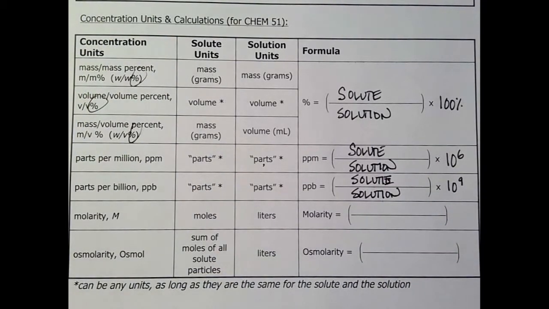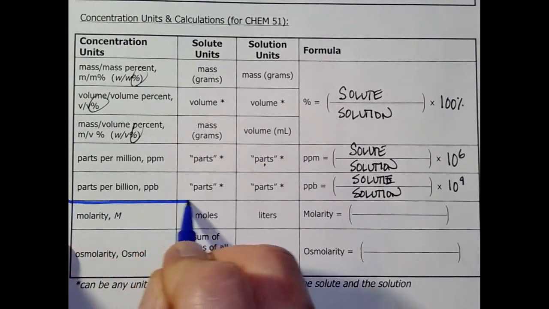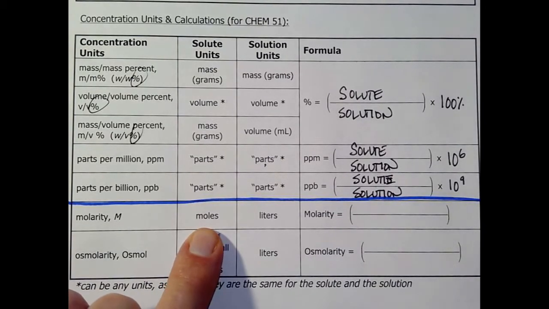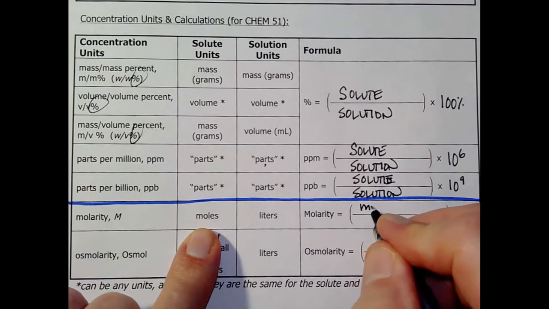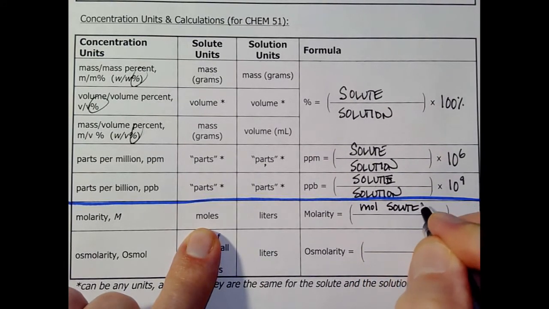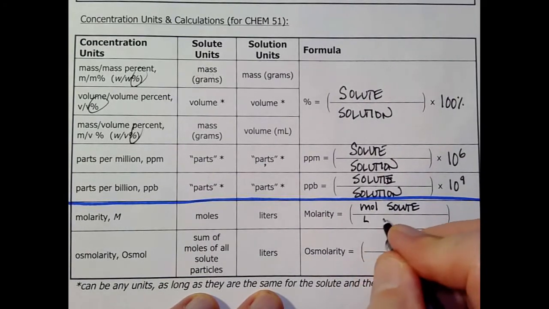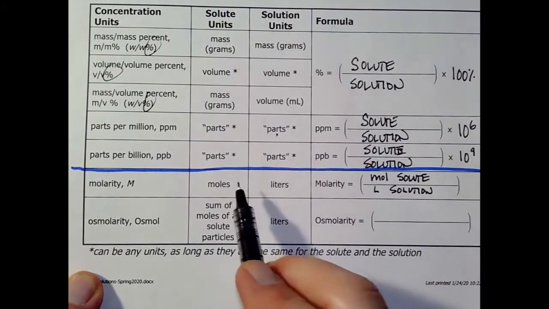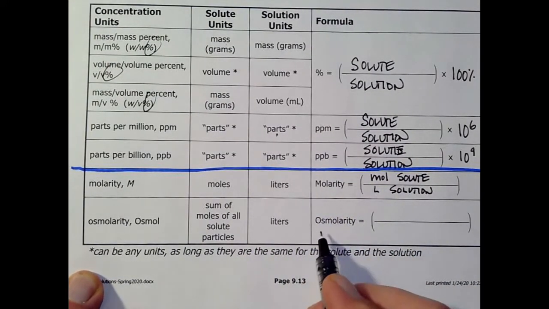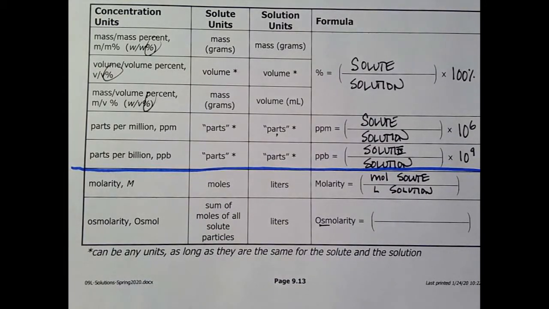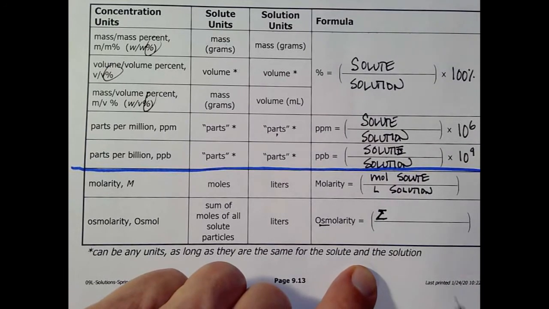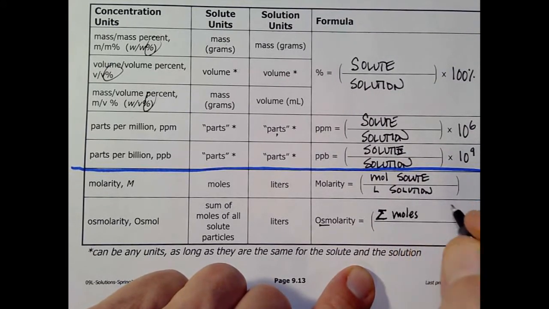And then we switch gears completely. And this is only for chemists, although I see this a little bit in the medical world. If it's moles of solute per liter of solution, we call that molarity. So moles of solute, liters of solution, molarity. We have this thing called osmolarity, which means we're going to take all the moles of all the solutes. So I'm going to put that's supposed to be sigma, sum the moles of all solutes.